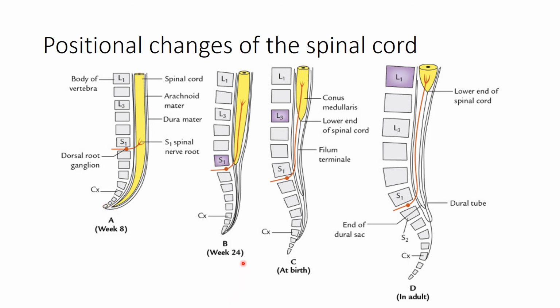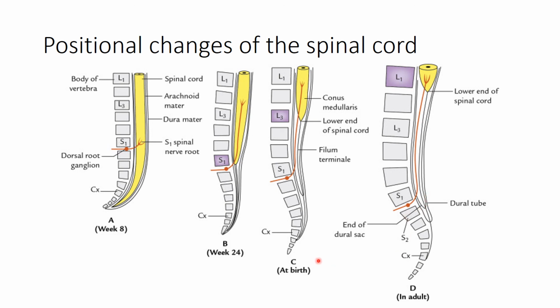By the 24th week of intrauterine life, the spinal cord recedes and it is at the level of the S1 vertebra. And at birth, the tip of the spinal cord is at the level of the L3 vertebra. This shift in the level of the spinal cord towards the cranial aspect is because of differential growth of the vertebral column with respect to the spinal cord, which means to say the vertebral column grows at a faster rate than the spinal cord.